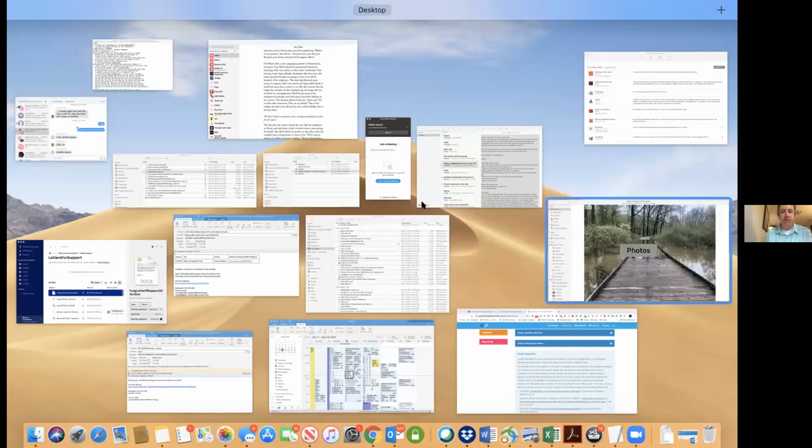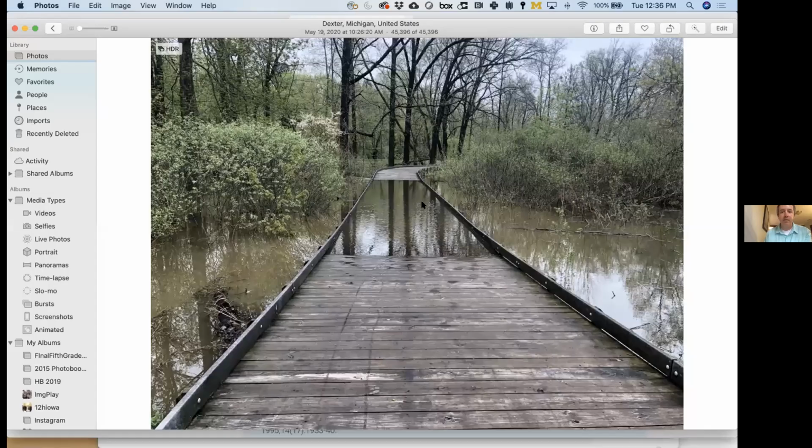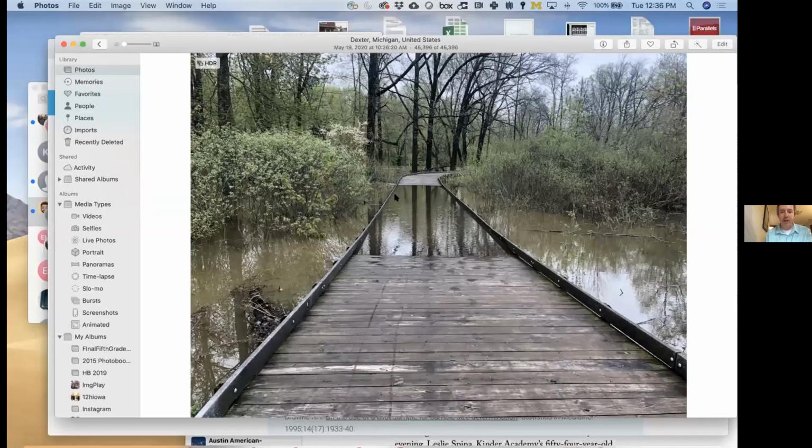First, I will show, this is the river that I did not jump into with any feet because I didn't want to get my feet wet. But this is by my house. It's rained a lot in Michigan.